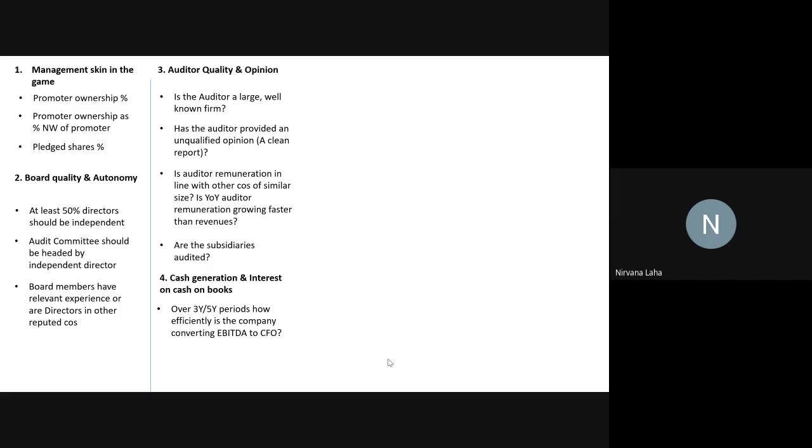So, Rishikesh, I assume you are aware of these terms, right? EBITDA, CFO, etc. Yes. And Kunal, what about you? How is your comfort with these terms? Yeah, I also know. Okay, great.